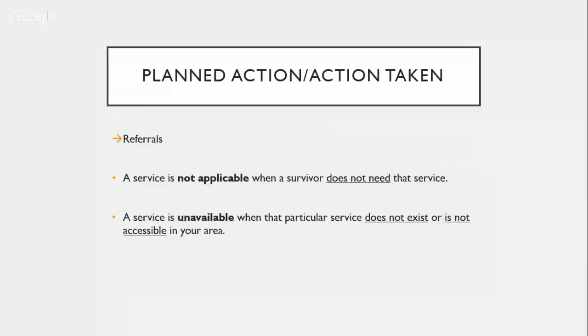It's important to note a distinction between 2 points that are commonly misunderstood in this referral section. We often see confusion between not applicable and unavailable. A service is not applicable when a survivor does not need that service. A service is unavailable when that particular service does not exist or is not accessible in your area.